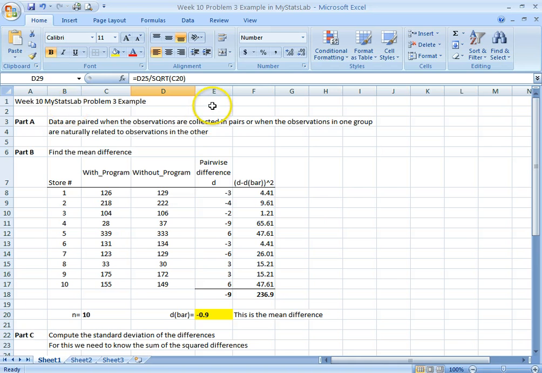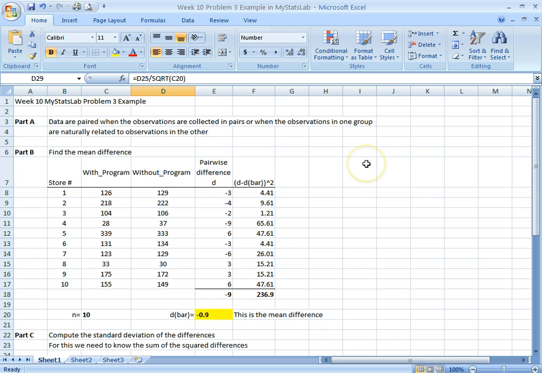In this screencast we're going to be doing an example of problem 3 from week 10 MStatsLab homework. In this problem, a supermarket chain wants to know if their buy one get one free campaign increases customer traffic enough to justify the cost of the program. They select 2 random days to take a traffic count, and they have 10 stores that they're going to use. They want to test the hypothesis that there is no mean difference in traffic against the alternate hypothesis that the program increases their traffic flow.